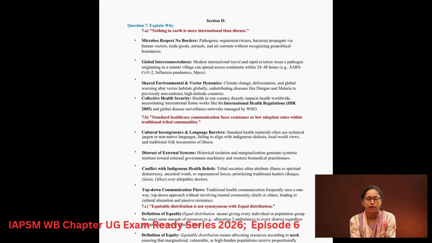Now, coming to the next point, shared environmental and vector dynamics. Because of climate change, deforestation and global warming, there is alteration of vector habitats globally, which is redistributing diseases like dengue and malaria to previously non-endemic high latitude countries. And finally, collective health security, because health in one country directly impacts the health worldwide, necessitating international frameworks like the International Health Regulations (IHR) and Global Disease Surveillance Networks, which is managed by WHO.